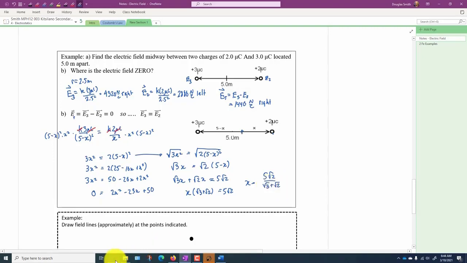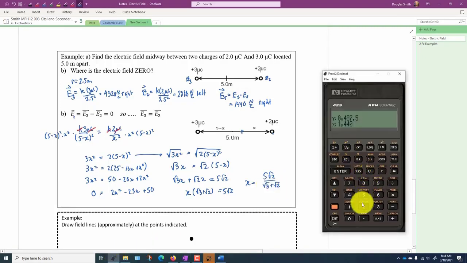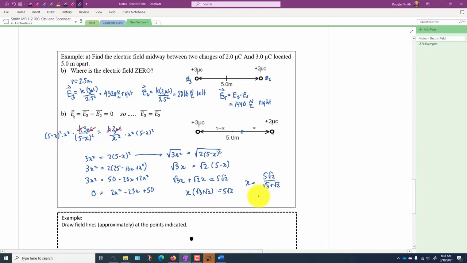Calculate that and just double check. So we get root 2 times 5, and then in the denominator I have root 3 and root 2. Add them, divide, and get 2.247. All right, so let's check it out. Electric field caused by the 2 microcoulomb charge, 2.247 away.